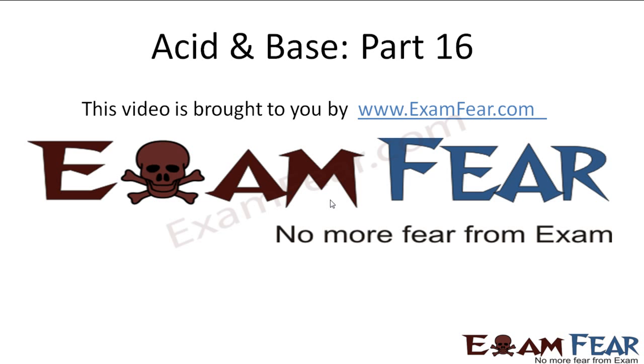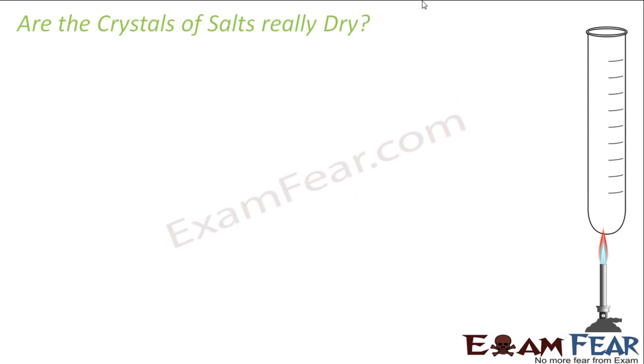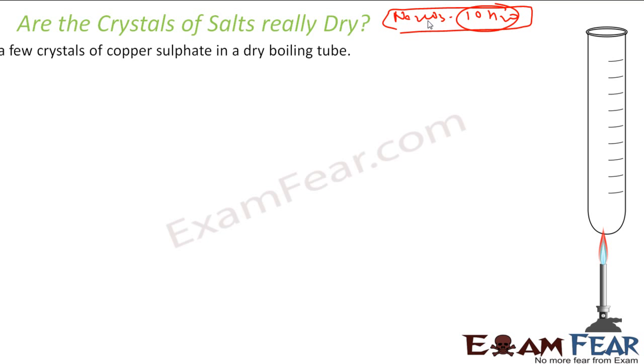Before watching this video, please make sure that you have watched part 1 to part 15. In the last slide, we have seen washing soda as Na2CO3.10H2O, with 10 molecules of water. Does that mean the washing soda is wet? No, it is not wet, it is dry. Then where are these 10 molecules of water? That means they are embedded in it. We'll explain how this water has come.